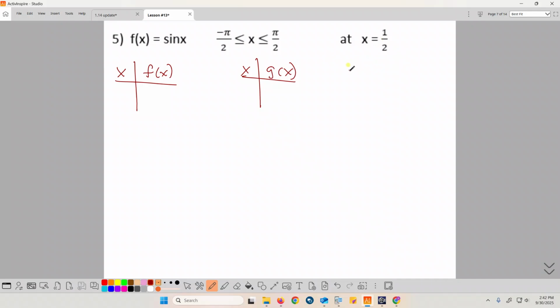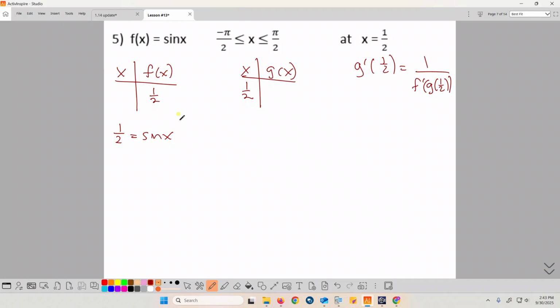And if I have to find the derivative of the inverse function, that means I'm finding g prime of 1/2, all right, which is 1 over f prime of g of 1/2. All right, so here we go. If x is 1/2 over here, that means that this is the output over here for f of x. All right, so I want to just take 1/2 and plug it in there for f of x. That's 1/2, which equals sine of x, right?